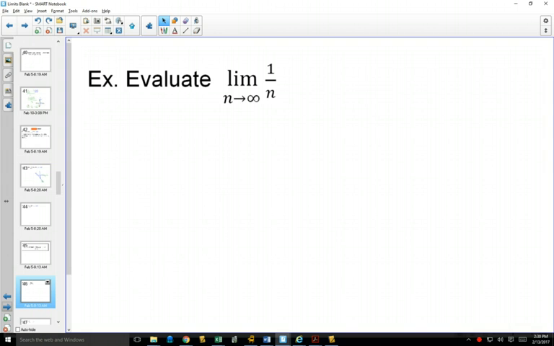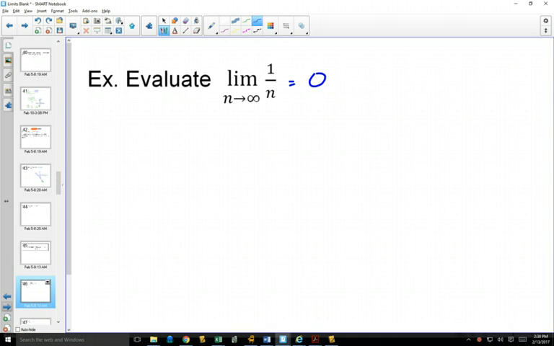Here's our next idea. What happens if we divide by a very, very big number? You get a very, very small number. Like if I had 1 over 10,000, that's not very big. And if I went even larger, it gets smaller and smaller and smaller. And so this limit's going to equal 0.